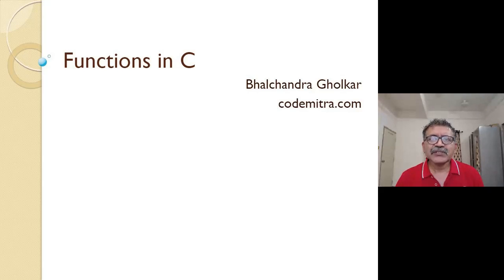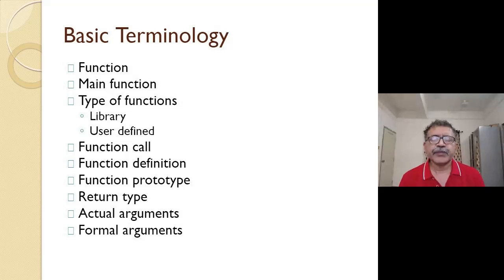Now, functions in C have got two categories. These will be the basic terminology we are going to learn. We will see what a function is, and what the main function is, which we have already used. So there are two categories of functions in C. One is a library function, the other is a user-defined function, right?